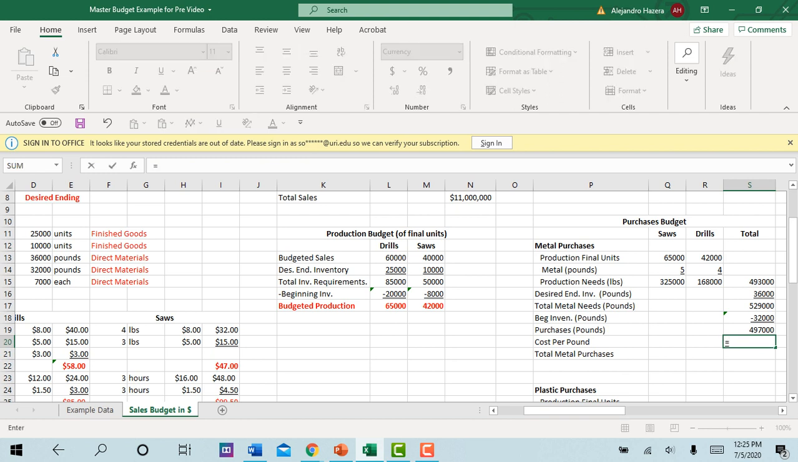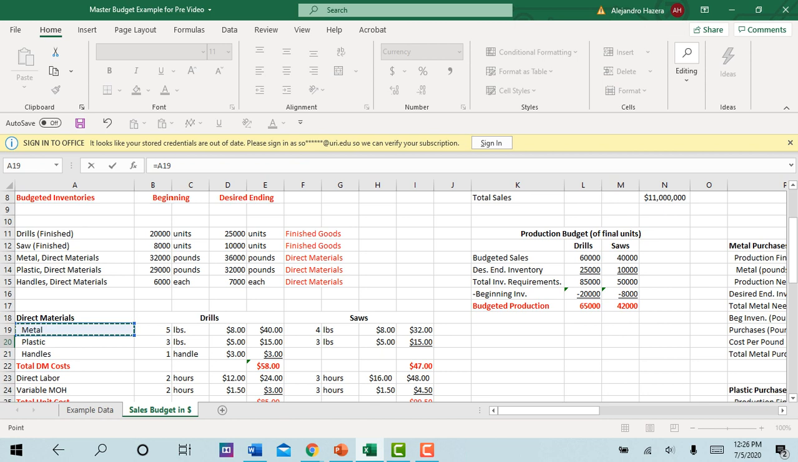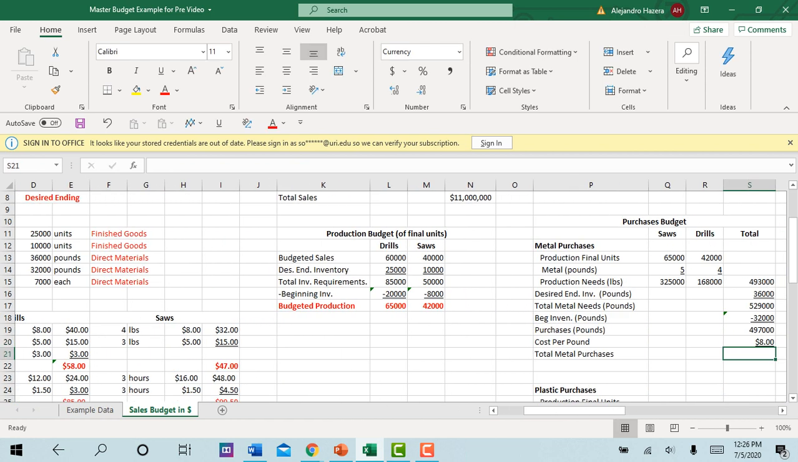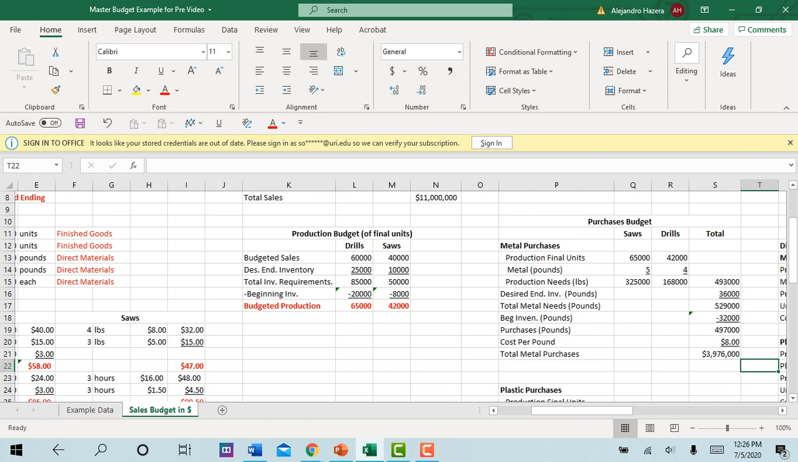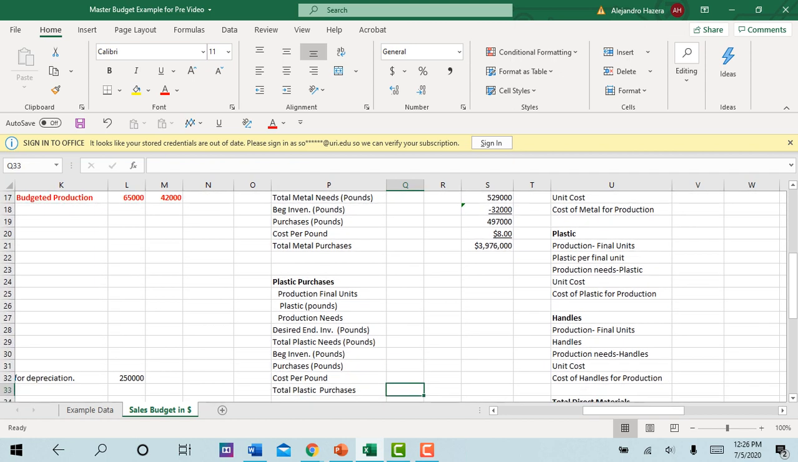And then from our cost sheets over here, we know, and you can take it almost from any one of these, that either that 8 or that 8, each pound of metal costs $8. So our total metal purchases in monetary terms are going to come to $3,976,000.